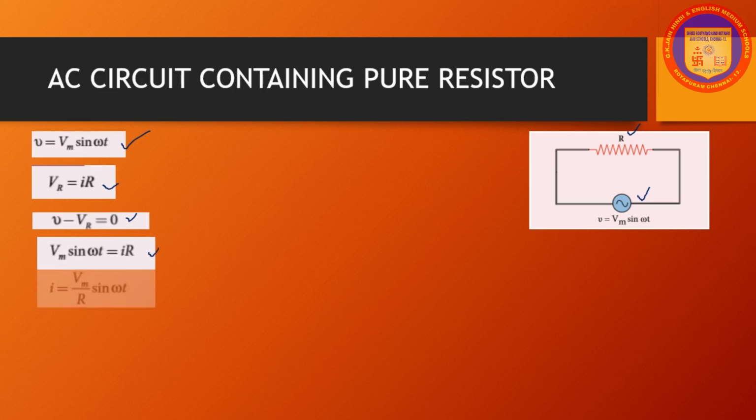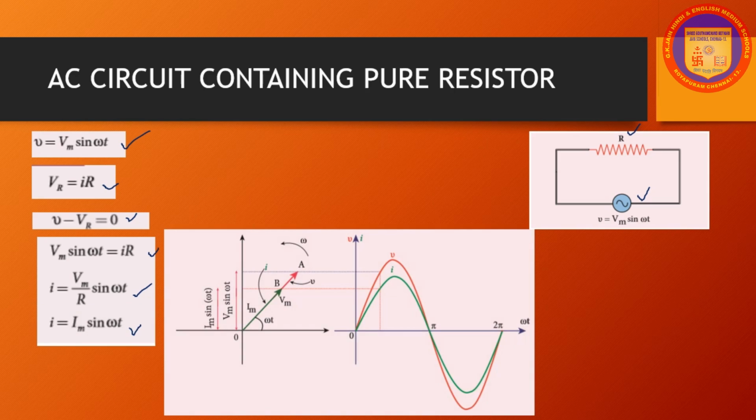So we'll get I equals Vm divided by R into sin omega t. Vm by R can be written as Im, so I equals Im sin omega t. So the peak value of the alternating current in the circuit can be calculated. It is clear that the applied voltage and the current are in phase with each other in a resistive circuit, as shown in the diagram. It means that they reach their maxima and minima simultaneously.